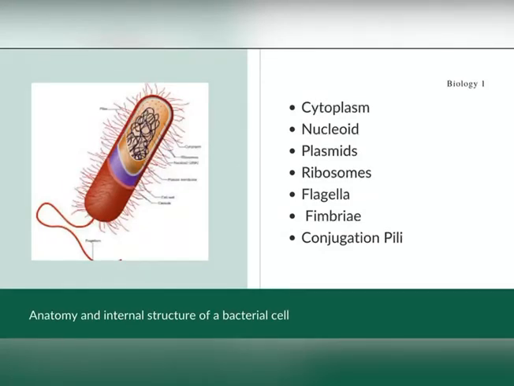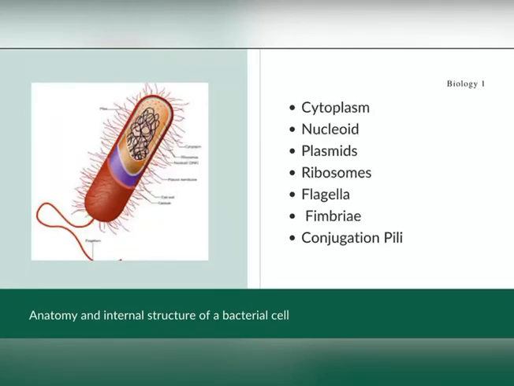A ribosome is a cellular particle made of RNA and protein that serves as the site for protein synthesis in the cell. Flagella are hair-like structures that act primarily as organelles for locomotion in the cells of many living organisms.